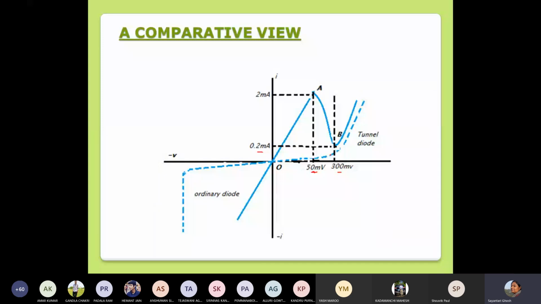And from this point onwards, germanium's ordinary current catches up and starts increasing because the cut-in voltage has been crossed. So this is the reason why germanium is preferred as a material for construction of tunnel diodes. Okay, so this is more or less the construction and the working principle of tunnel diodes.